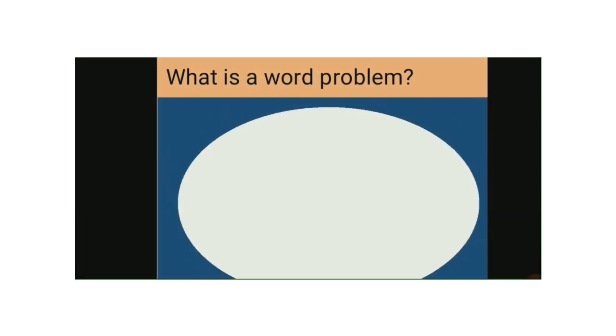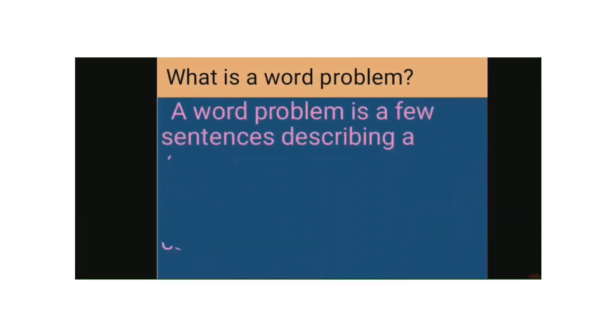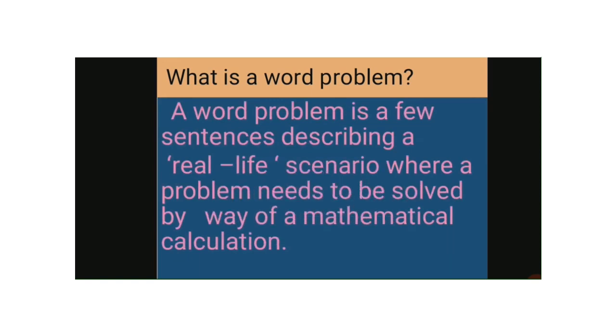Now the question arises, what is a word problem? Ma'ams always say word problem. Then what is the meaning of this? So a word problem is a few sentences describing a real life scenario where a problem needs to be solved by way of a mathematical calculation. That means you have to solve a problem by using mathematical calculations. Maths is used for solving real life problems. That is what is called a word problem or a number story. So today you are going to learn this only, how you will solve a word problem in a mathematical way.